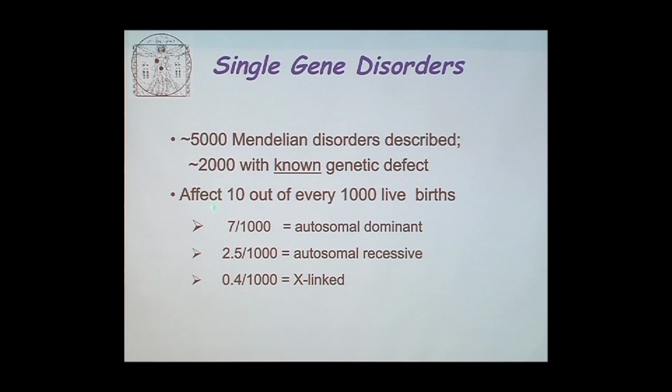Single gene disorders affect about 10 out of every 1,000 live births, which is about 1%, right? So 7 out of 1,000 are autosomal dominant, so that's the majority of single gene disorders. About 2.5 out of 1,000 are autosomal recessive, and less than 0.5 out of 1,000 are X-linked or sex-linked.